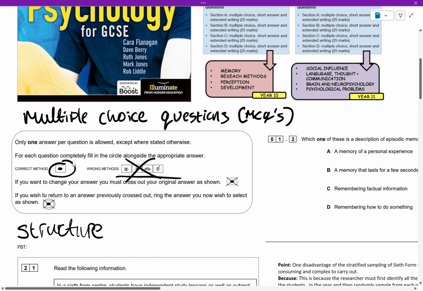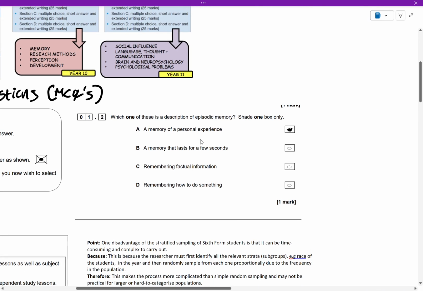For the correct method, you must colour in this little oval in the middle correctly. You cannot go around, you can't colour it like this. You can't do any of these responses here. The only correct way is this, otherwise you will be marked down and there is no mercy. So, for example, for question 1 here, which one of these is a description of episodic memory, shade 1 box only? When it says shade 1 box only, it's usually only 1 mark.